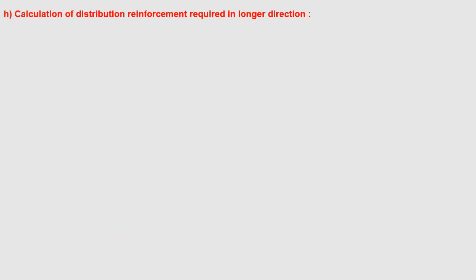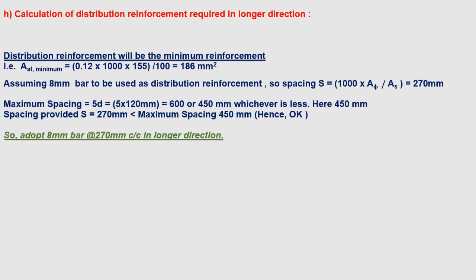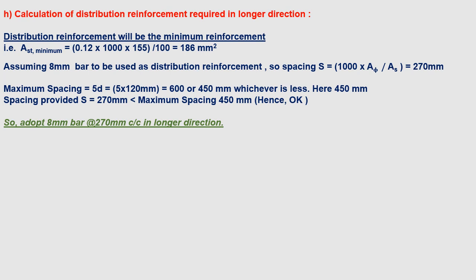Now we will calculate the distribution reinforcement required in longer direction to control the effect of shrinkage and temperature effect. Now distribution reinforcement will be the minimum reinforcement. So here the minimum reinforcement, that is Ast minimum, is equal to 186 square millimeter, assuming 8 mm bar to be used as distribution reinforcement. So spacing will be equal to 1000 into phi, that divided by Ast, which will be equal to 270 millimeter.